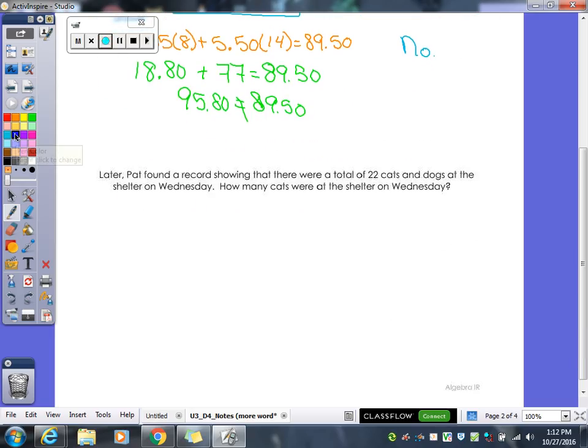Okay, so later, Pat found a record showing that there are a total of 22 cats and dogs at the shelter on Wednesday. How many cats were at the shelter? There's our second equation. Now we can use our substitution, our elimination method. Our second equation is going to be cats plus dogs equals 22. There's a total of 22 cats and dogs. And then you're still going to use your equation from the first part. So there's our system.